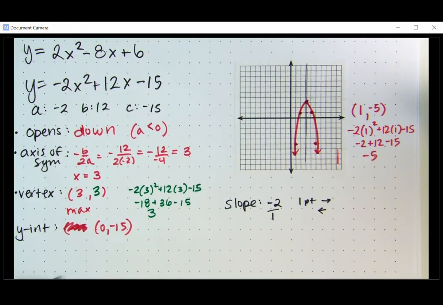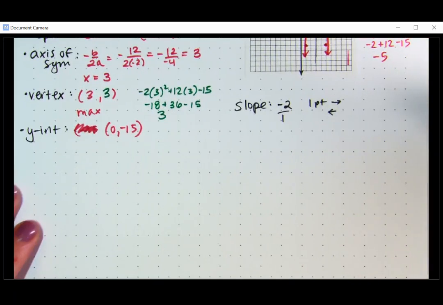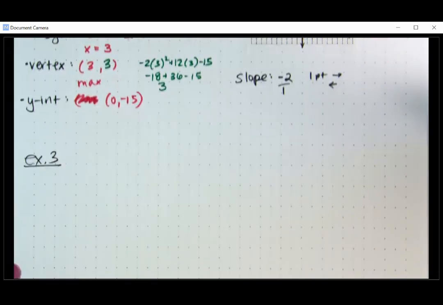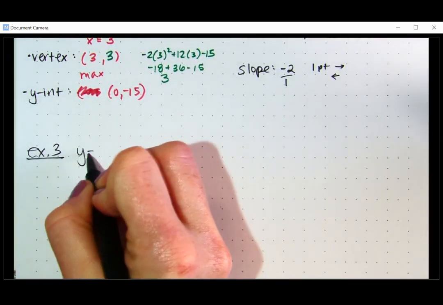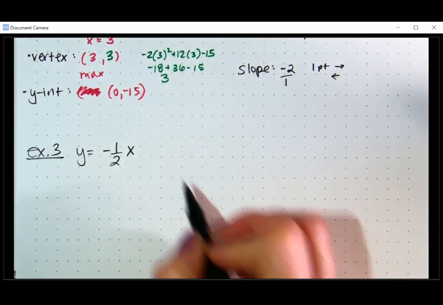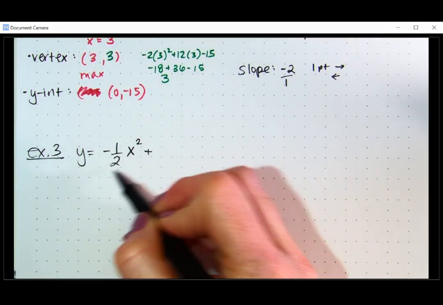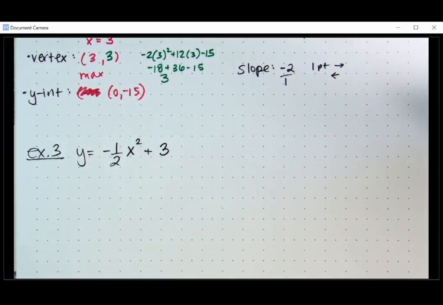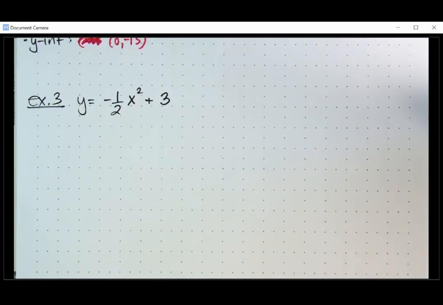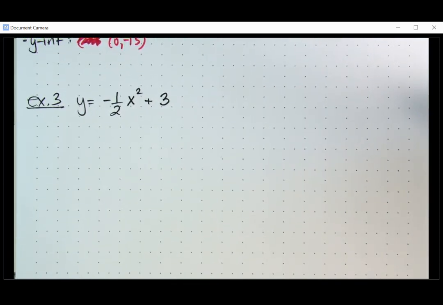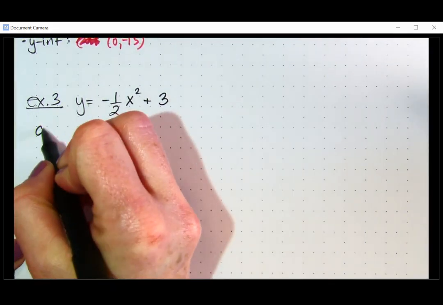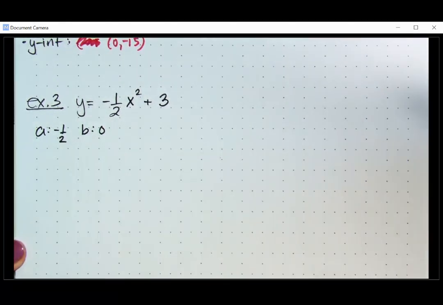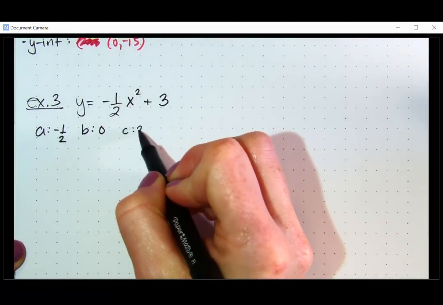Okay, we're going to do one more example because there is something just a little bit different that you're going to see. I guess this is example 3. So we're going to jump into when you have not only a fraction here as our a, but no b that we can see here. Okay, so we're still going to go through our process. The a is -1/2. Even though I don't have a b there, technically there is one and it's just 0. And my c is 3.